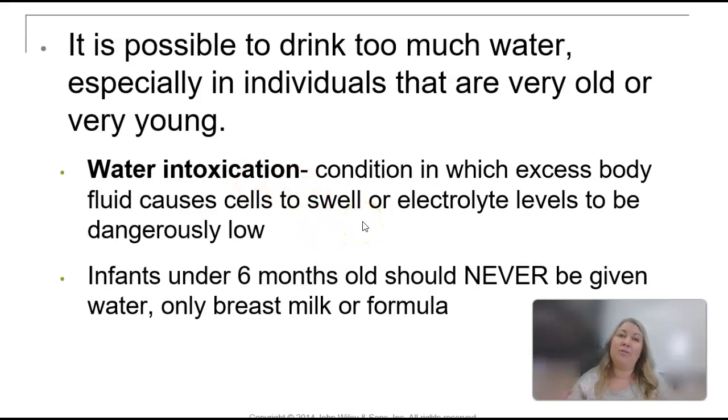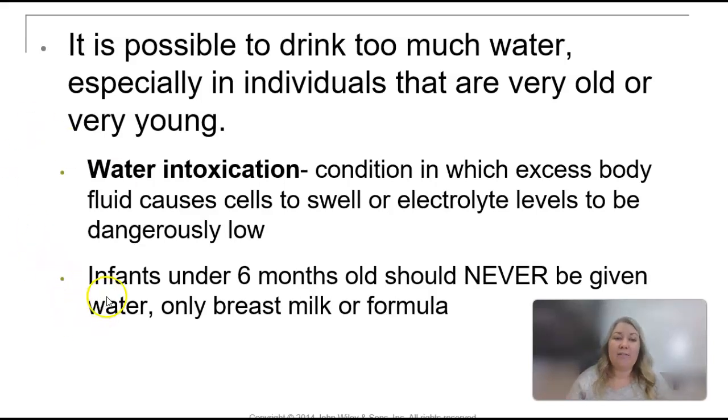It causes your cells to swell because your electrolyte levels are so dangerously low that it's not very effective to move water in and out of those three compartments that we talked about. So you and I are not susceptible to water intoxication. You'd probably have to drink 3 or 4 gallons of water in a day before this would even become an issue. It just is not an issue because our kidneys hopefully work really well.